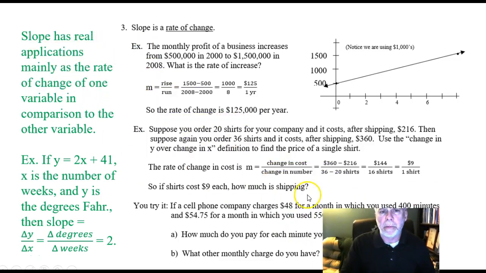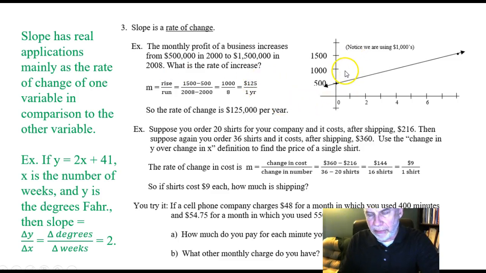Now, slope has real-life applications, and mainly slope is a rate of change of one variable in comparison to the other variable. Okay, that's the significance of slope in taking algebra and applying it to the real world. So here's an example of that. Let's suppose that the profit of a business started off at 500,000 in the year 2000, and it ended up to be 1,500,000 in 2008. What is the rate of increase?